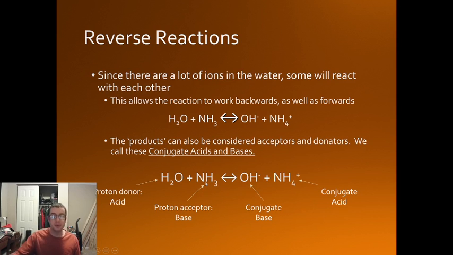But if this goes backwards, if instead of going from left to right, it decides to go from right to left, now if I look, OH minus is going to turn into H2O. That means that it gained a proton, so it's a base, and that NH4 plus lost a hydrogen to turn into NH3, so that is going to be the conjugate acid. So the acid and the base are the things on the left side, or the reactants, what we would typically think of as participating in the reaction. And the conjugate bases and acids are going to be the things that, if the reaction goes backwards, are going to be those acids and bases.